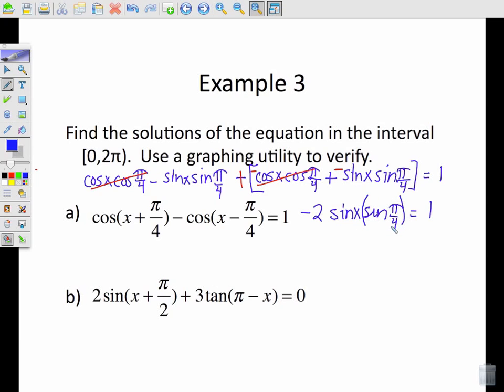Well, I also know that sine of pi over 4 is root 2 over 2. So it's negative 2 sine of x times the root 2 over 2 equals 1, which equals negative sine of x times root 2 equals 1.